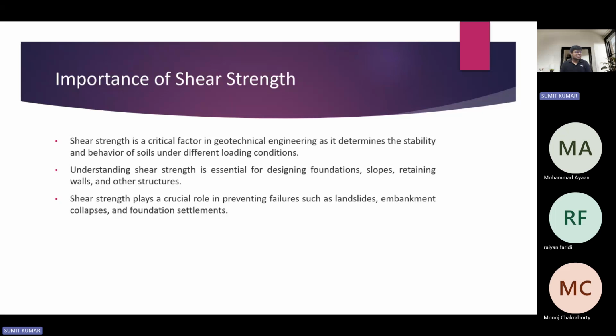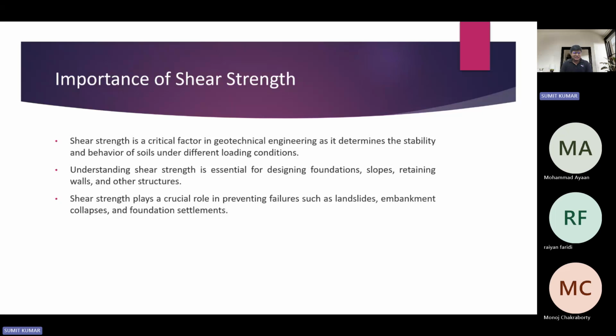These days you see that various retaining structures, retaining walls, are constructed to sustain the water or maybe the soil in high-rise bridges. So if those properties are known to us, it becomes very much important.